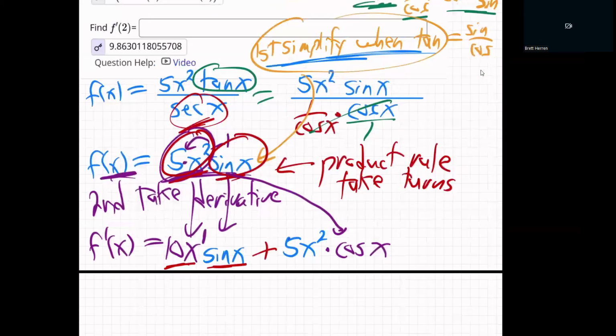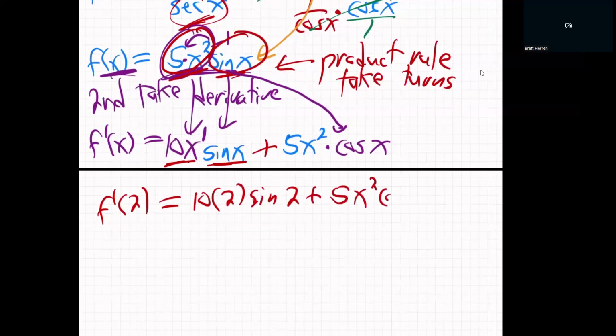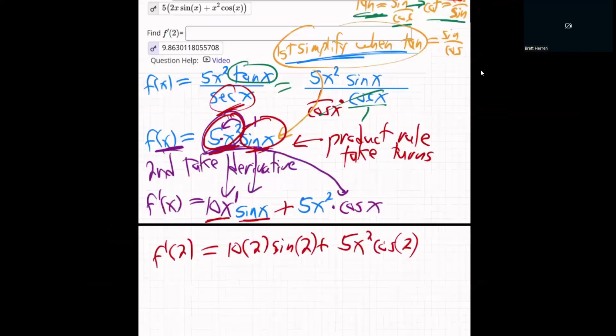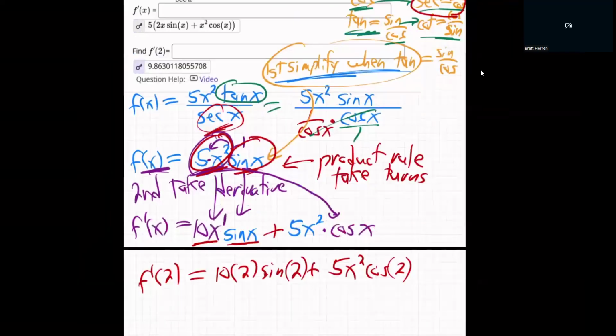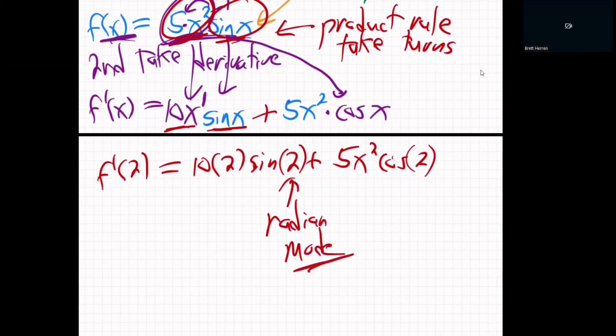Now we got to plug in a 2. Last step, f prime of 2. So just plug in a 2: sine 2 plus 5 times 2 squared cosine 2. Hit the buttons on your calculator. Now, here's the one thing to watch out for. You've got to make sure you're in radian mode on the Desmos calculator or whatever calculator you're using. Those are not degrees, are they? If they don't have a degree symbol, they're not a degree.